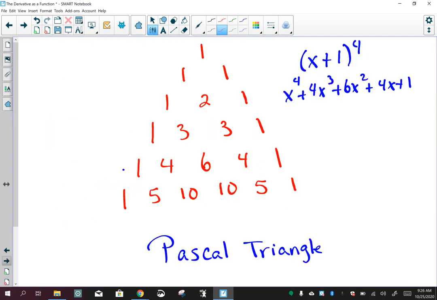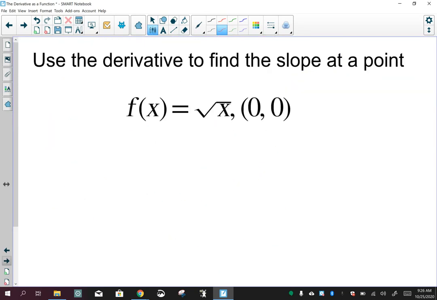Oh, just talked about that. So use a derivative to find the slope at a point. All right. So we're doing a slope at a point. Now, if I didn't show you this before, I'm going to show you this now. I don't want to go through that whole entire process.